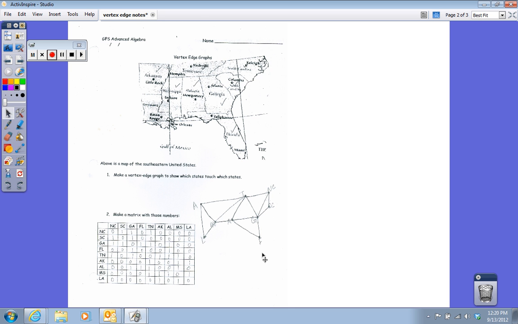And that's how we get our answer, by simply squaring the matrix, and that keeps us from doing a state-by-state analysis individually. I hope this helps with your homework, and we'll see you later.